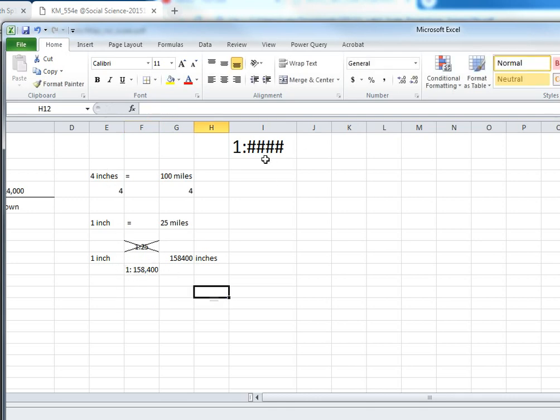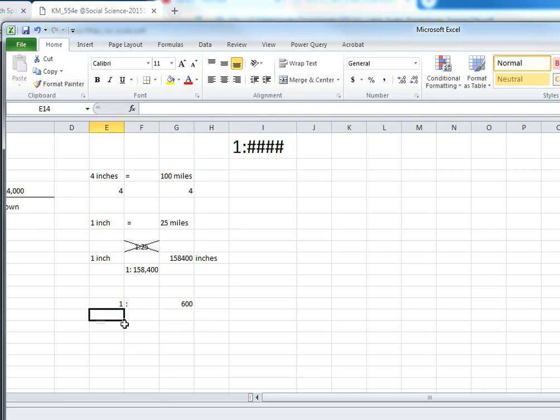Okay? Now, if I give you a representative fraction or a ratio fraction of 1 to 600. Okay? Well, that was pretty cute. I'm going to have to do it this way. 1 to 600.